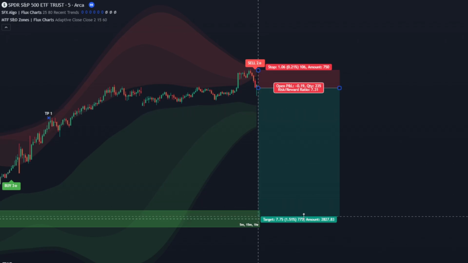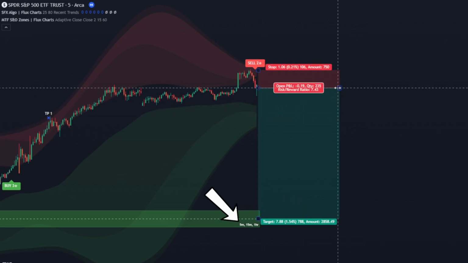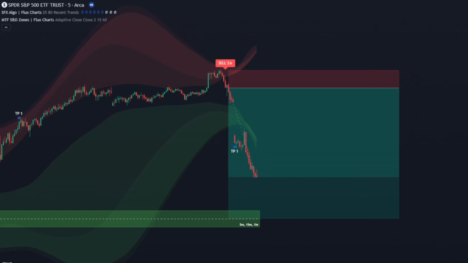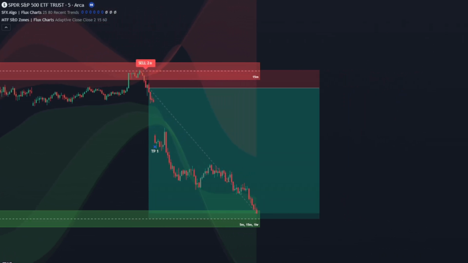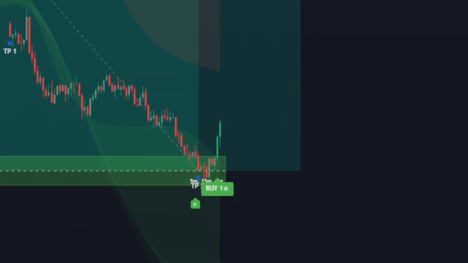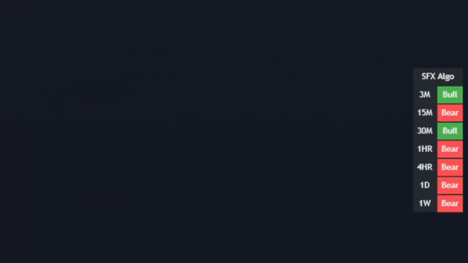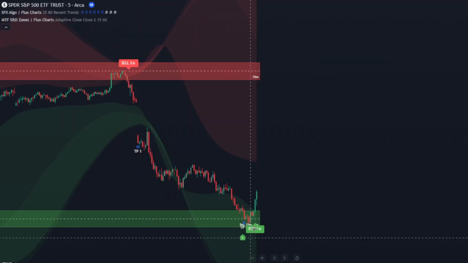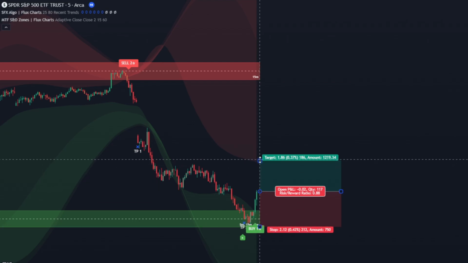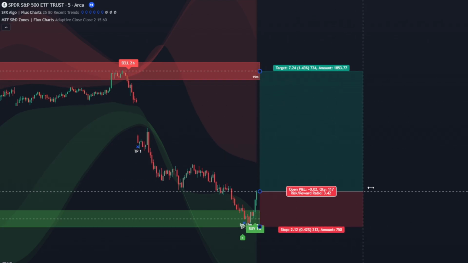As you can see, this demand zone is seen by traders across all 3 time frames, as highlighted by the indicator. And it ends up as a successful trade. Now we see a retest of a strong demand zone, and the SFX Algo is signaling a buy signal with a short-term shift to bullish momentum. We will place a long position. We will set the stop loss at the recent demand zone and set the take profit at the next supply zone.